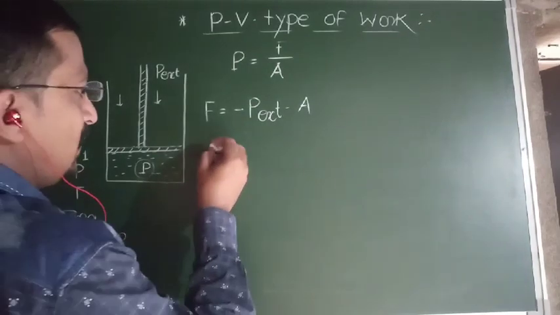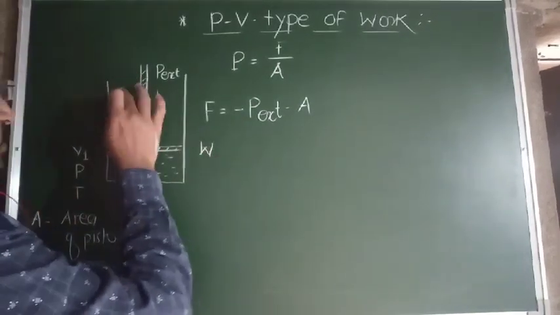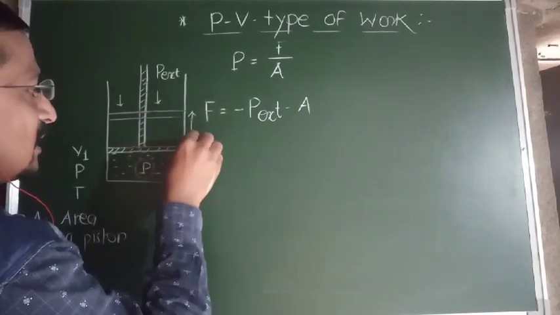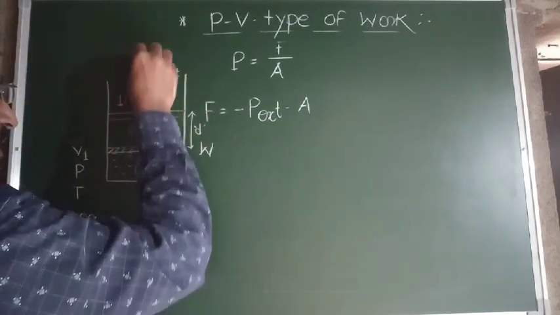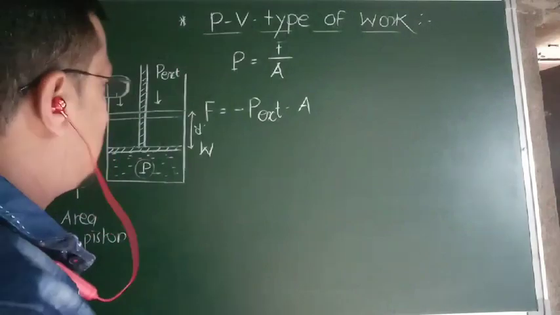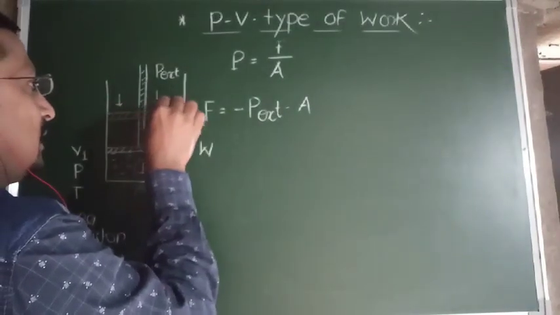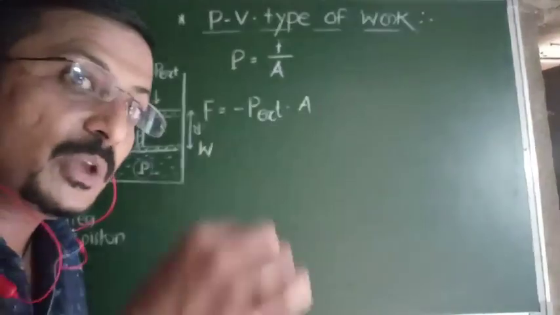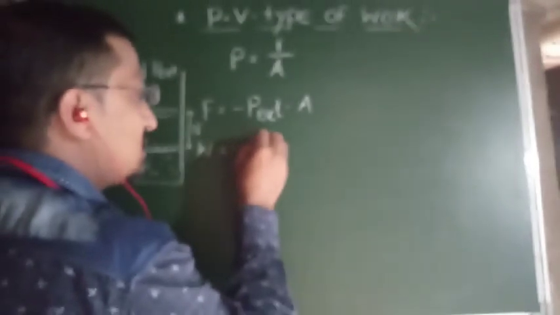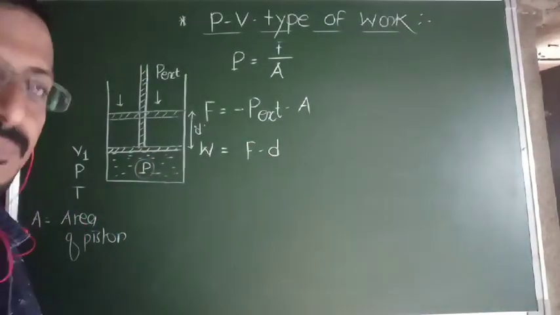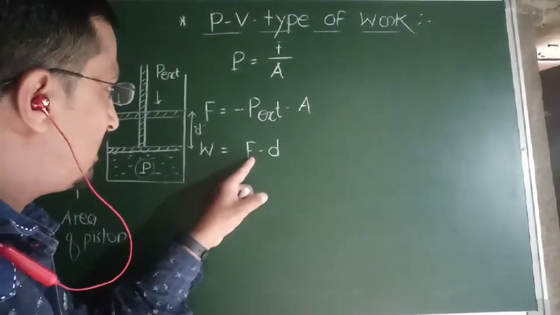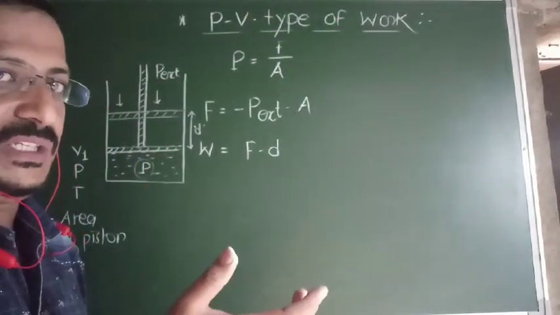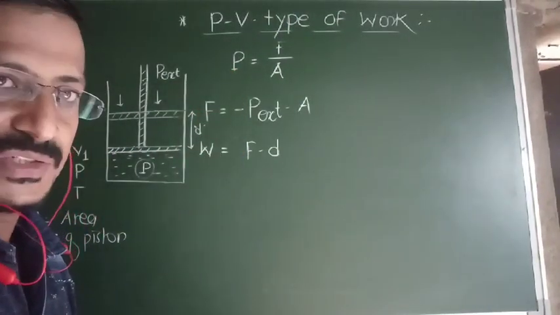Now we know the work done: suppose the piston moves up to a distance d, here the piston was placed and due to expansion of the gas it came up through a distance d. Then the work done during that expansion is given as W is equal to F into d, where F is the force with which the gas pushes the piston in upward direction, and d is the distance covered by the piston.